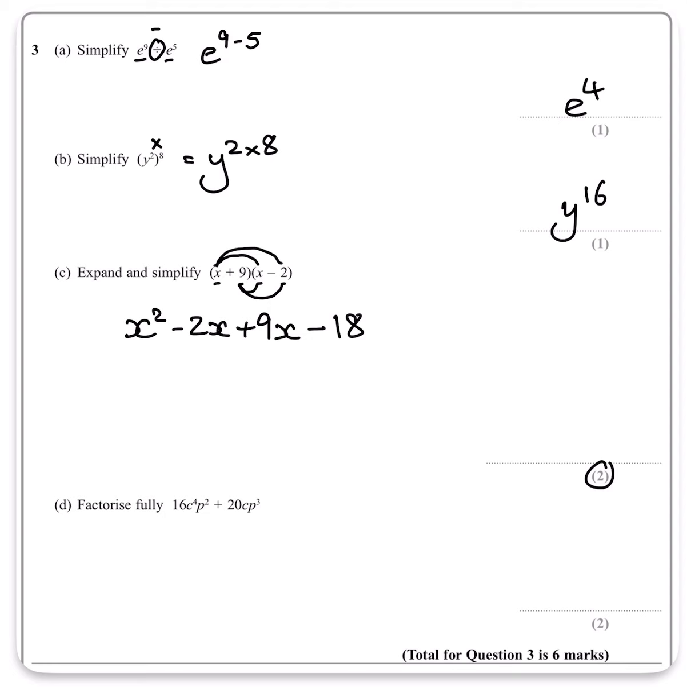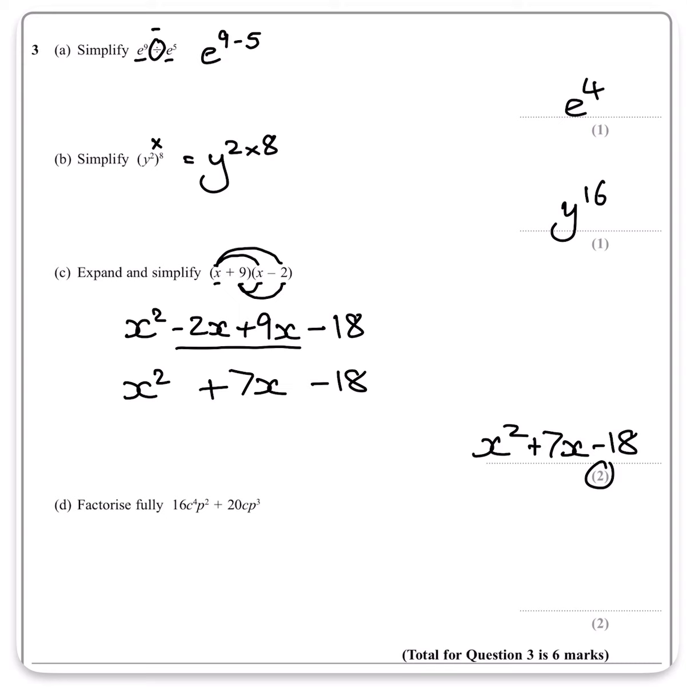If I look through it, I've got 2 terms of x. So that means I can simplify them and bring them together. x squared stays the same because there's no other x squareds. Minus 2x plus 9x gives me plus 7x, and the minus 18, there's no other numbers to combine. So my final answer, x squared plus 7x minus 18.